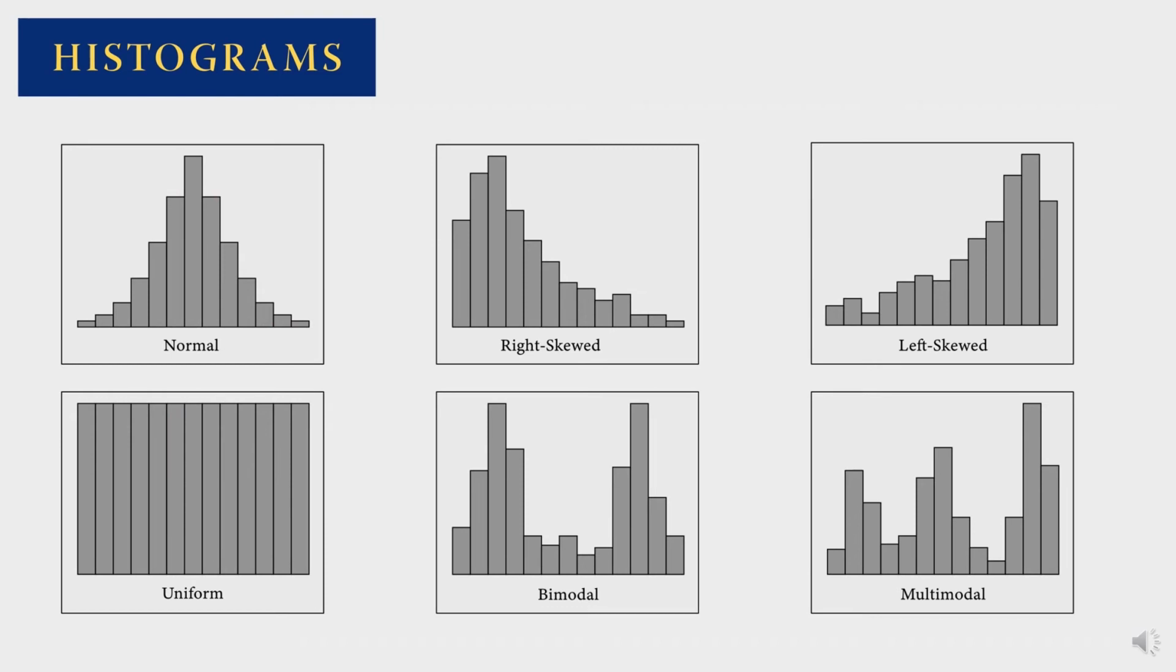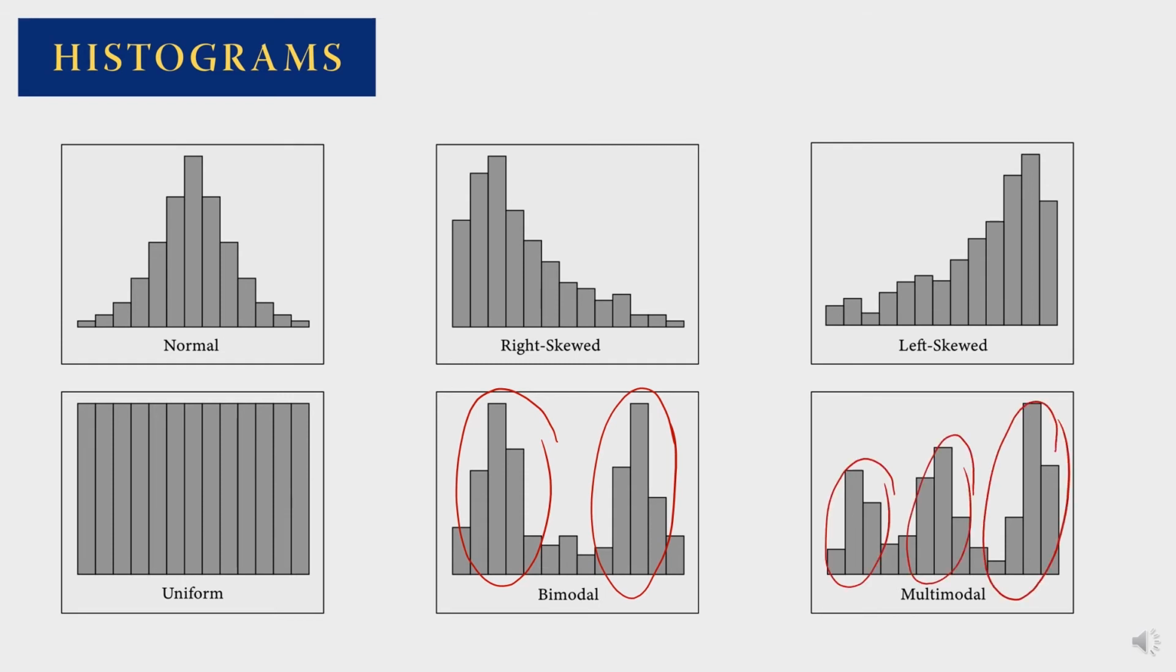Next, we have bimodal and multimodal. The mode is defined as the most common element of a data set. We say that a histogram is bimodal when it has 2 prominent peaks, and multimodal when it has more. Keep in mind that these peaks don't have to be exactly the same height. Multimodal means that the data is concentrated in different spots.